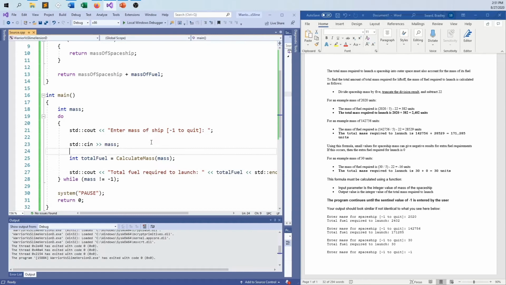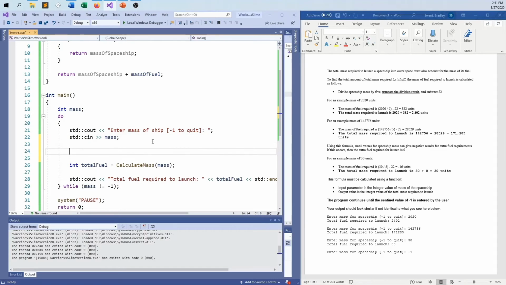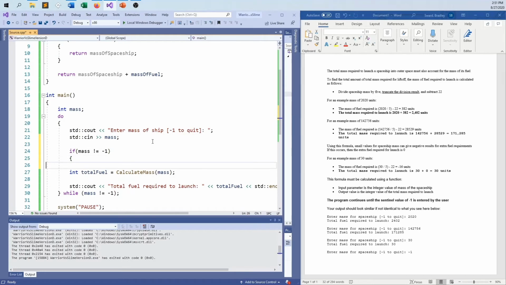And so one way to go about this, let me get rid of this here, is just to put an if statement around this. If mass does not equal negative 1, and this is where it gets a little tricky.